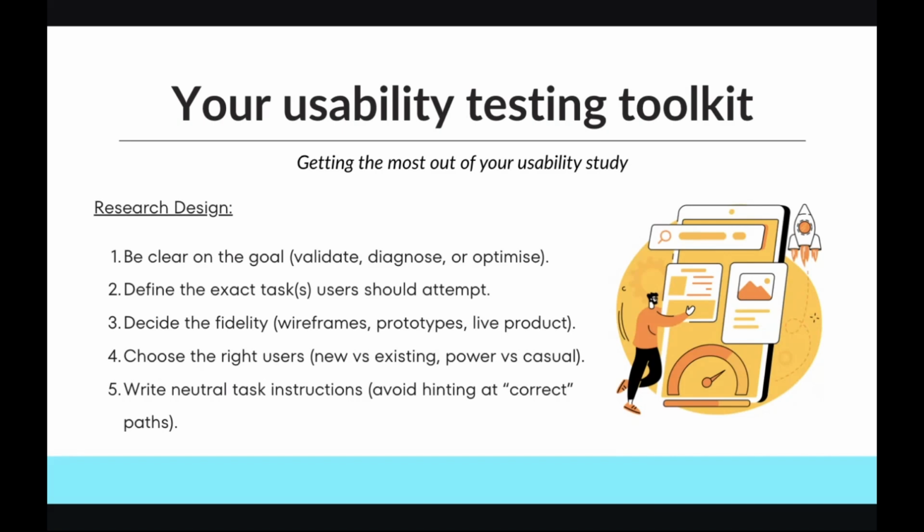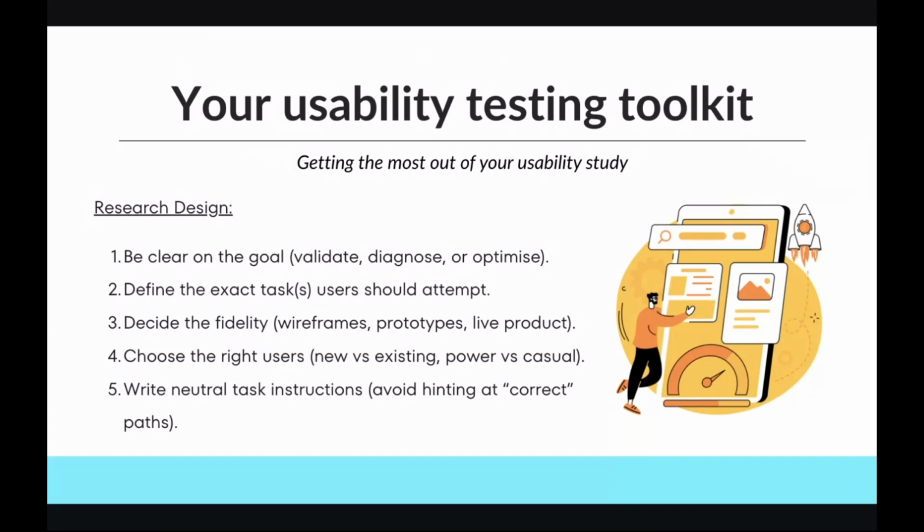Next comes deciding the fidelity of what you're testing. So, whether that's wireframes, prototypes, or a live product, usability testing works at any of these stages. And of course, choosing the right users is also key. So you could split them into different cohorts while running a usability test, whether that is a cohort of new users versus existing users, power or heavy users versus casual users, and each cohort or group will give you different perspectives on the same product.